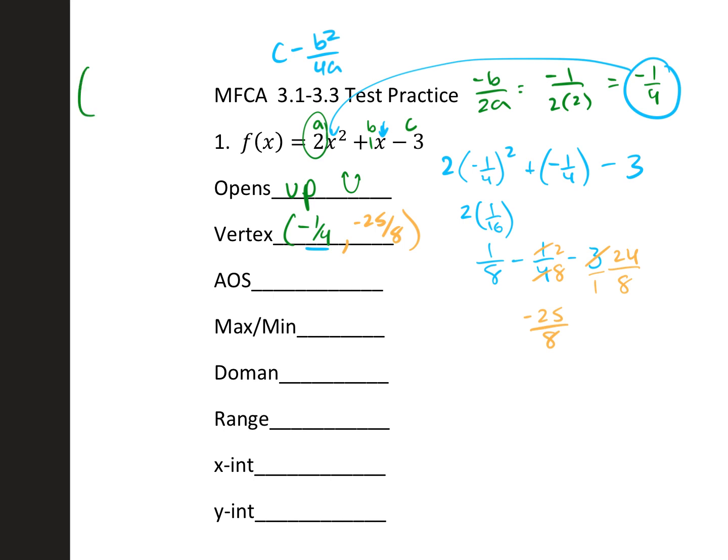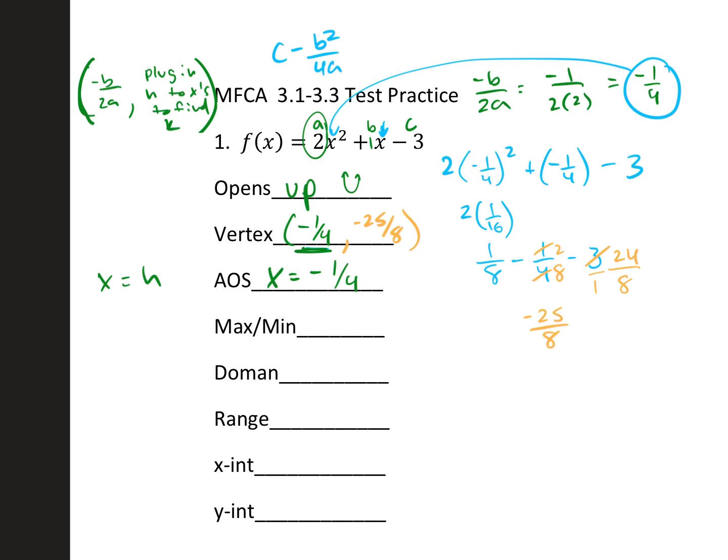So in our vertex, we use negative b over 2a to find the first number, and then plug in h to the x's to find k. Our axis of symmetry is always x equals the x from our vertex, so negative 1 over 4. So axis of symmetry is always x is equal to h from our vertex.